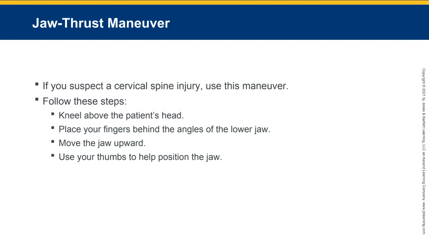Jaw thrust maneuver. If you suspect a cervical spine injury, use this maneuver. The purpose of the jaw thrust maneuver is to manipulate the mandible to get the tongue out of the air passage without causing any shifting of the patient's neck. You kneel above the patient's head, place your fingers behind the angles of the lower jaw, and move the jaw upward. Use your thumbs to help position the jaw.